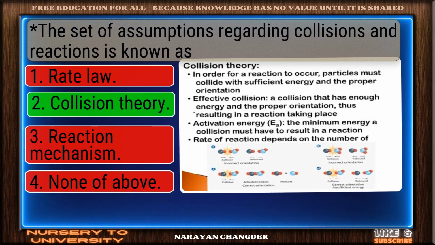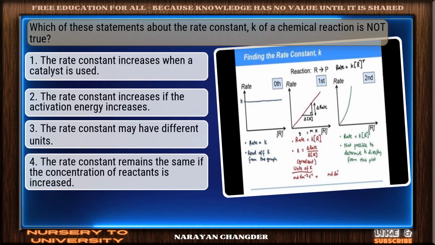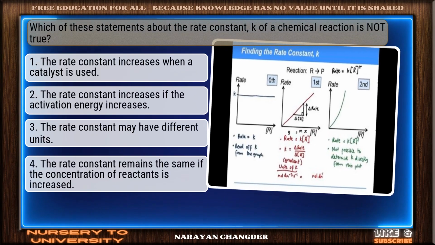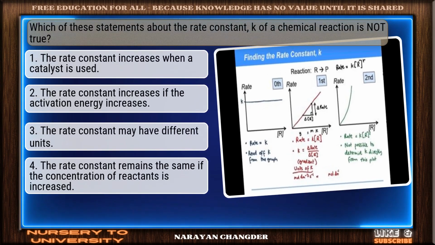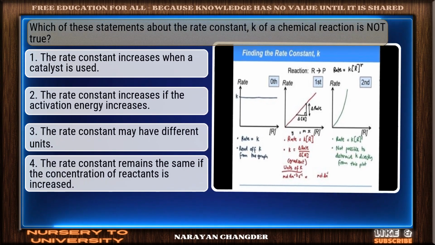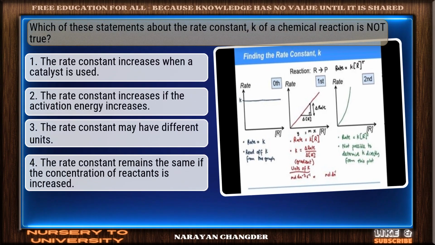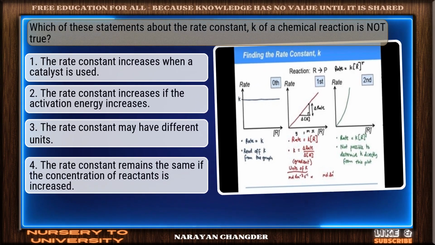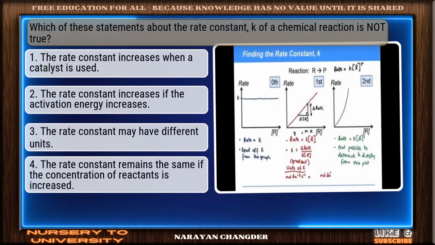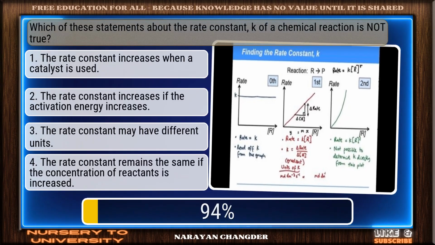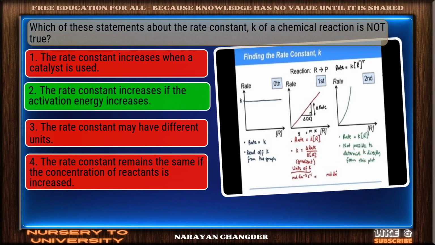Great job, collision theory. Which of these statements about the rate constant, k, of a chemical reaction, is not true? Option 1, the rate constant increases when a catalyst is used. Option 2, the rate constant increases if the activation energy increases. Option 3, the rate constant may have different units. Option 4, the rate constant remains the same if the concentration of reactants is increased. Well done. The rate constant increases if the activation energy increases.